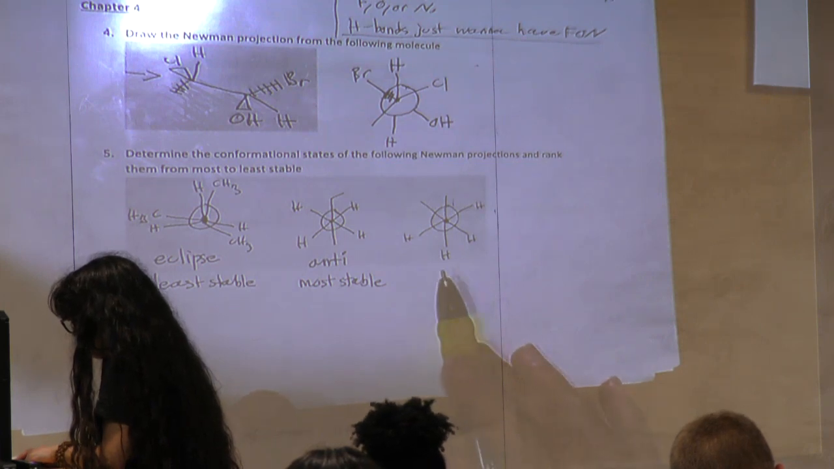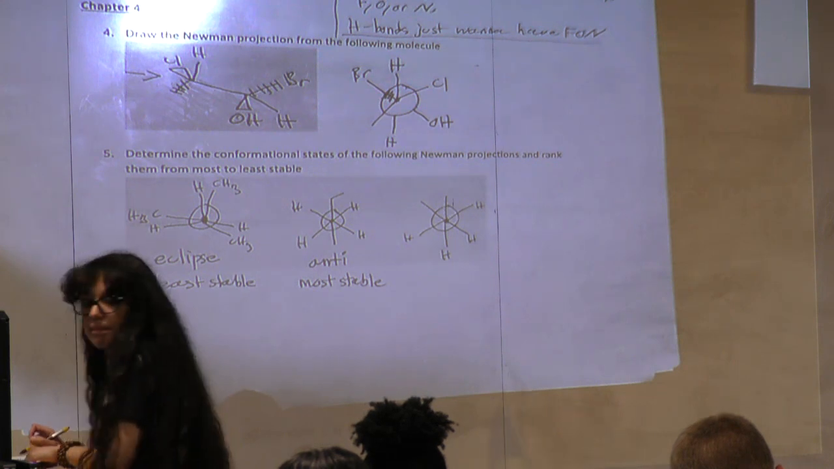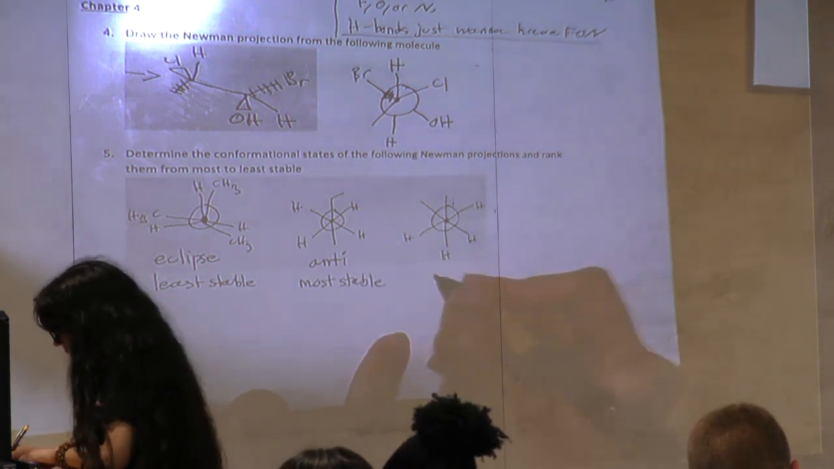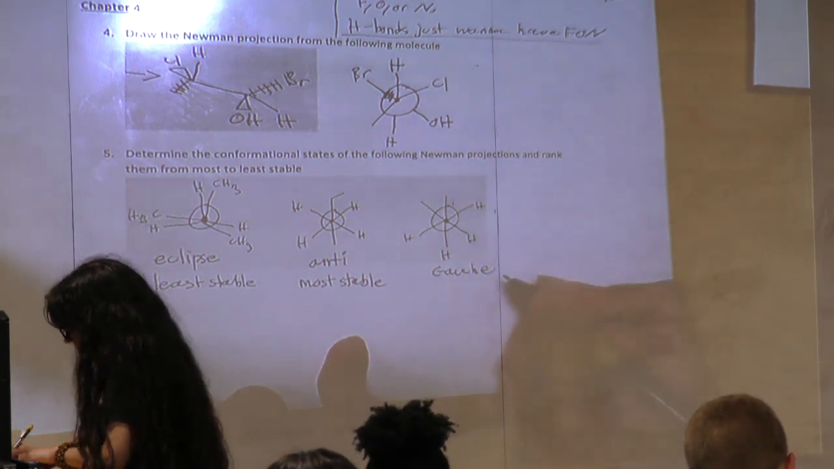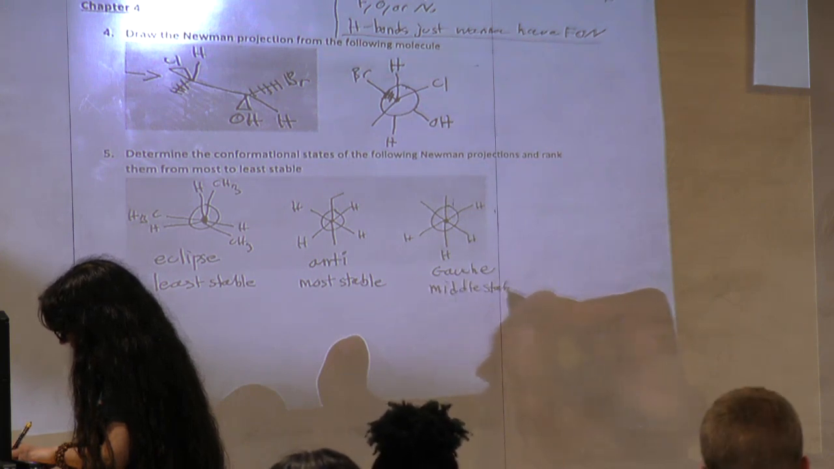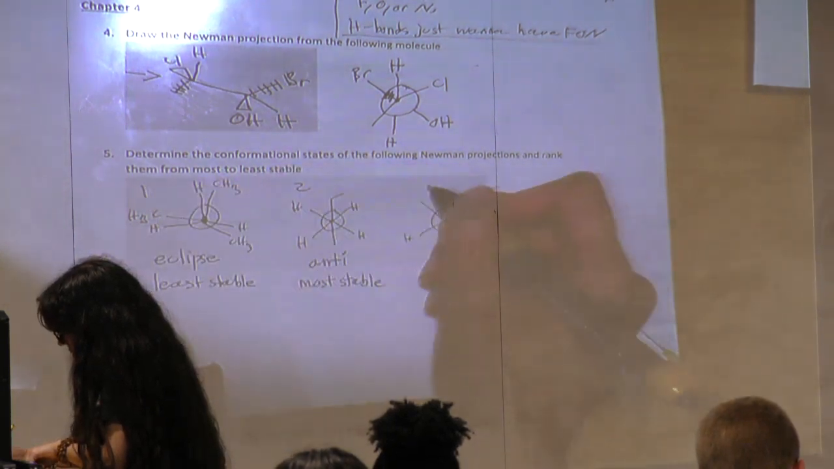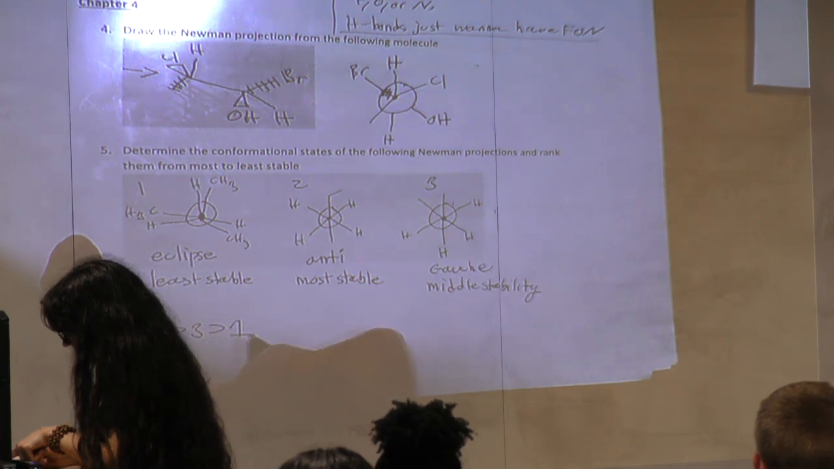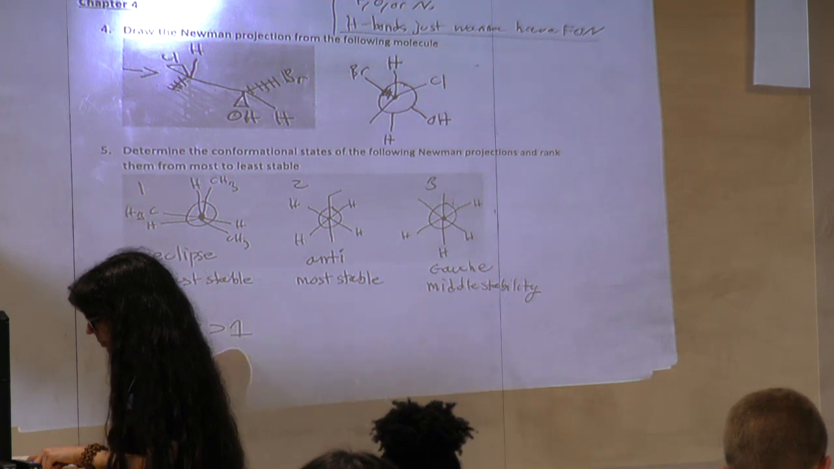How about the rightmost? What is that called? Gauche, yeah, perfect. So this is gauche conformation. And this is middle stability. So if I label this 1, 2, and 3, our stability would be 2. It would be like that. So anti is most stable, followed by gauche, followed by eclipse.